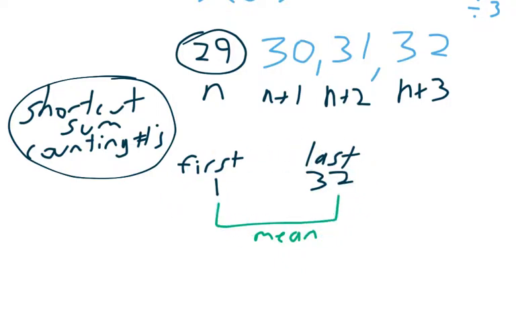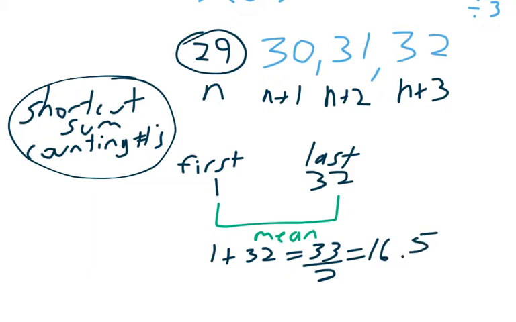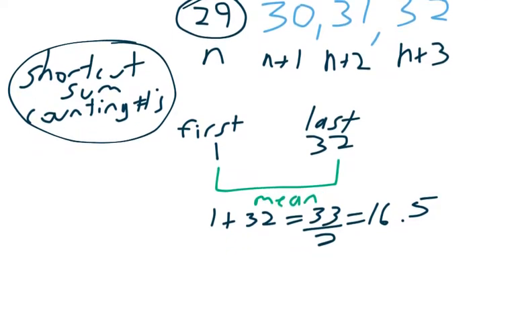So add them up. 1 plus 32 equals 33. Divide it by 2, because there's 2 numbers, and we get 16.5. So that gives me my mean. And now to find the total, all I'm going to do is multiply that by, how many numbers are there? Well, the first 32, that's 32 numbers. So times 32. If I multiply that out, I'm going to get 528 would be my sum.